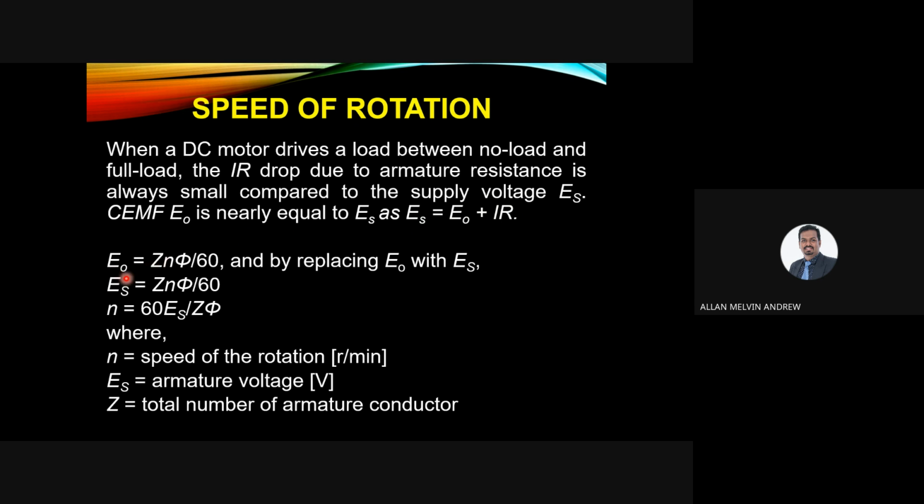Okay, so E0 equals Zn phi over 60. So when we replace E0 with ES, we can get this formula. So ES equals Zn phi over 60. So we rearrange this, and we can get N equals 60 ES over Z phi. So all this is the information.